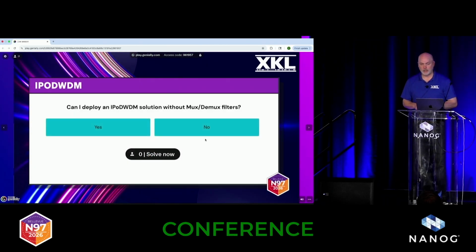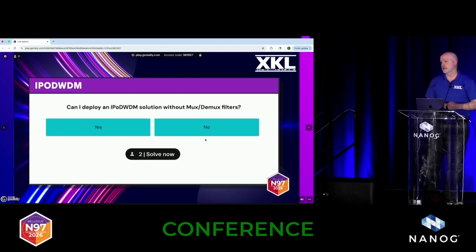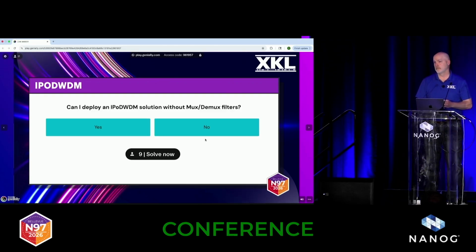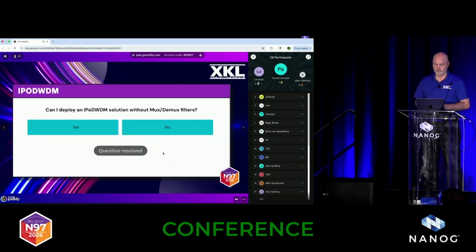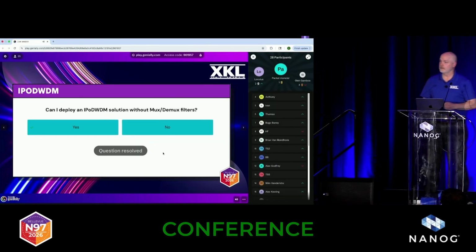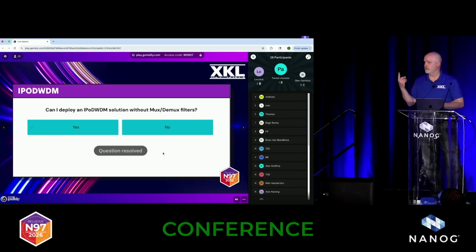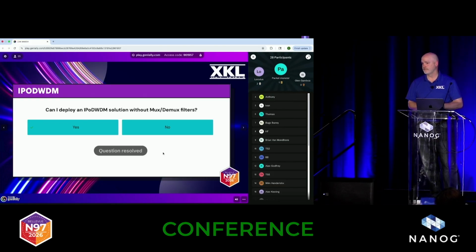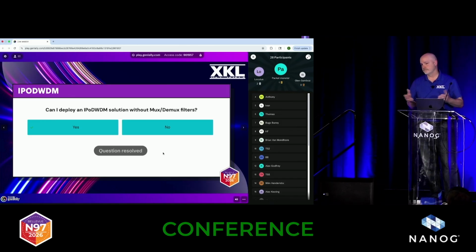Can I deploy IP over DWDM without a mux-demux filter? Don't be too quick in answering this. Okay. Yeah. I only got one channel. If I only got one channel, what do I need a filter for? I don't know why you're doing IP over DWDM if you only have one channel. Maybe get a long distance or something, but yeah, you can do it.